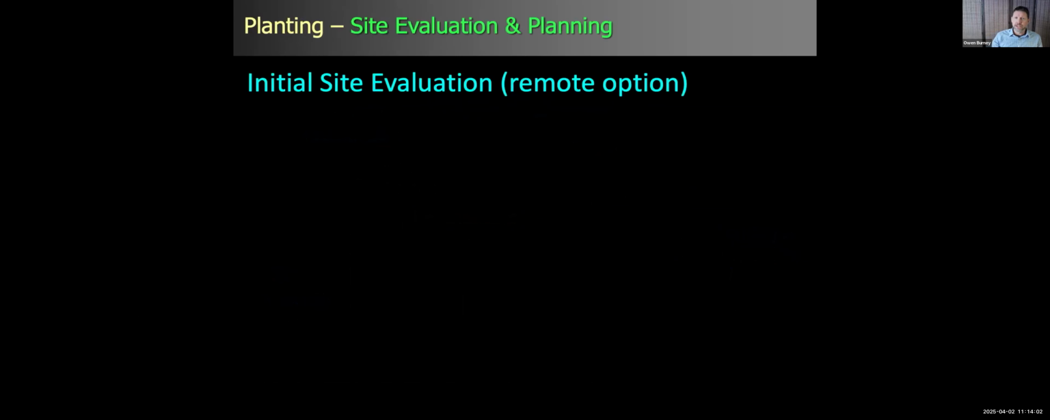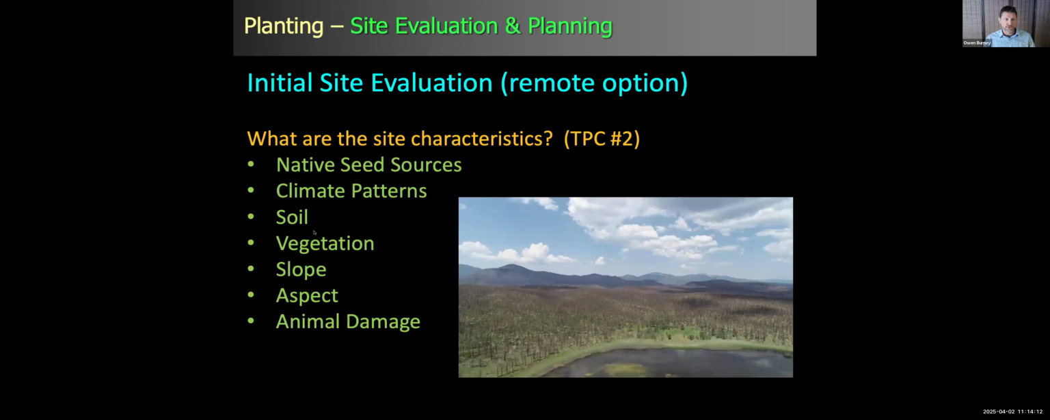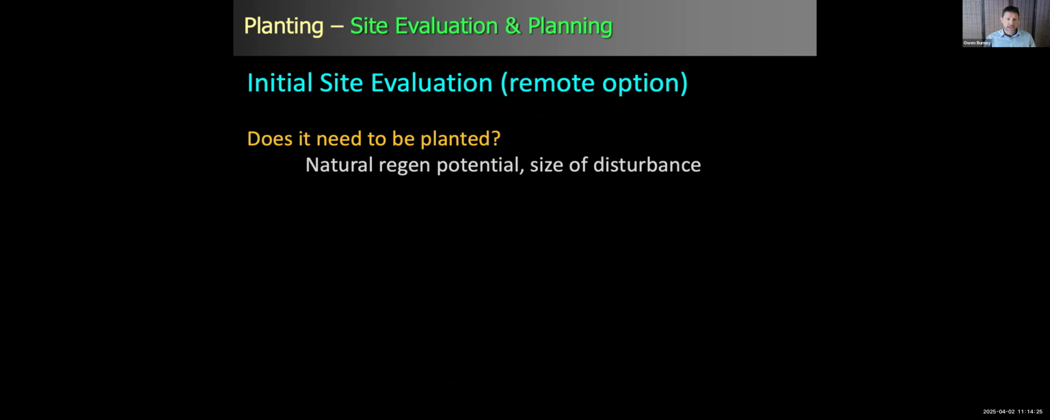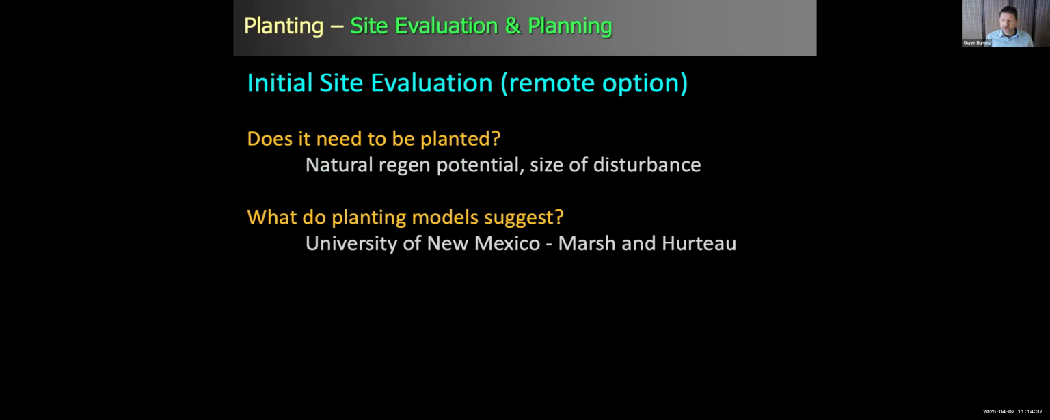So let's start with site evaluation and planning. And so with the initial site evaluation, we can do certain things remotely. We can characterize the sites in terms of what are the native seed sources, what are some of the climate patterns, soil characteristics, what's the competing vegetation, slope aspect, animal pressures. We can ask the question of, does it need to be planted? So is there potential for natural regeneration? What's the size of the disturbance? And then what do the planting models suggest?